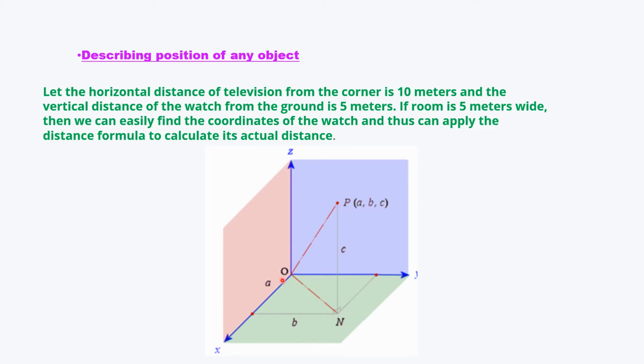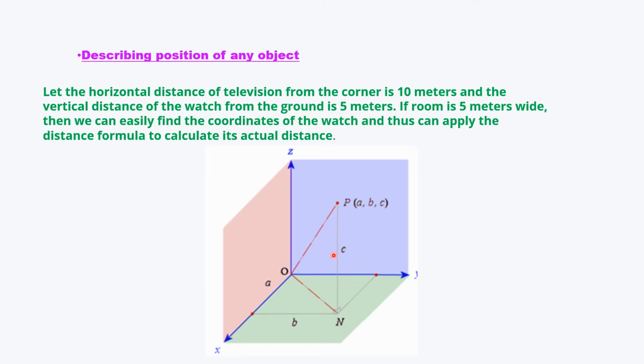Now A is the width. A determines the width of the room, and it is given over here that it is 5 meters. So A is equal to 5 meters. And the distance of the watch from the ground: this horizontal line is the ground, and from there up to P is C. It is denoted by coordinate C, and that distance is also given as 5 meters. The vertical distance of the watch from the ground is 5 meters.